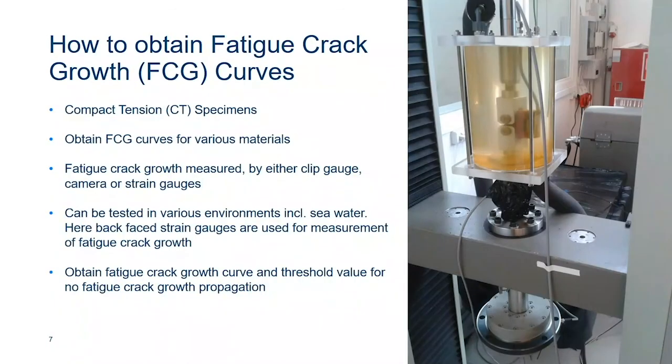So how do we obtain these fatigue crack growth curves? The specimens we have experience with using are the compact tension specimens. I will show a photo of them later in the presentation, but they are shortened as CT specimens. On the photo, you can see a test conducted in a corrosive environment in seawater. And here the strain gauge is attached to the back and is doing all the measurements that we need for how the crack grows during these fatigue cycles.